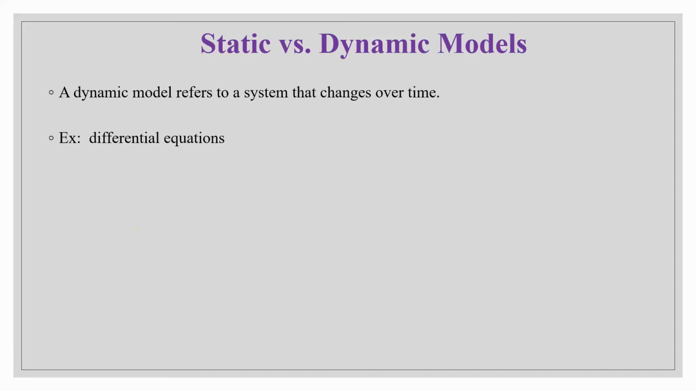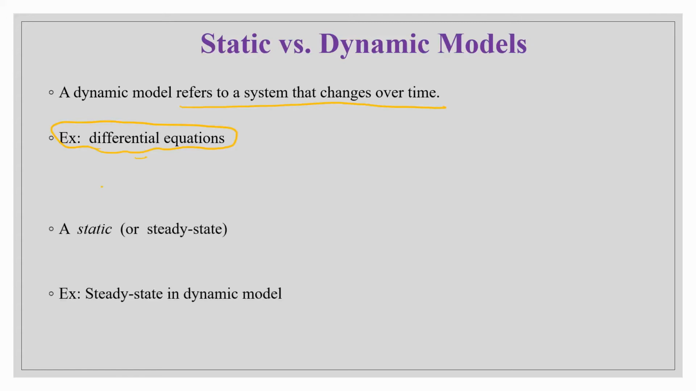Now we will see the difference between static and dynamic models. So what is a dynamic model? The dynamic model refers to a system that changes over time. For example, I will write a couple of differential equations. You can see that if we write a model using differential equations, this system changes over time. So this is a kind of dynamic model.